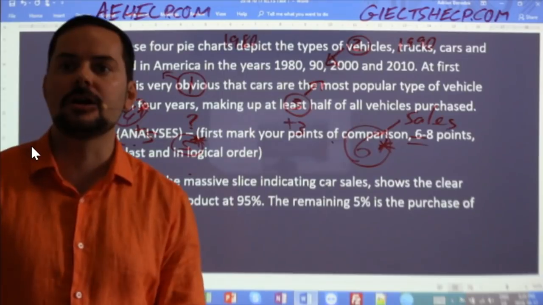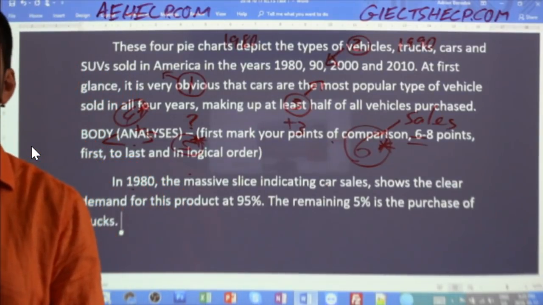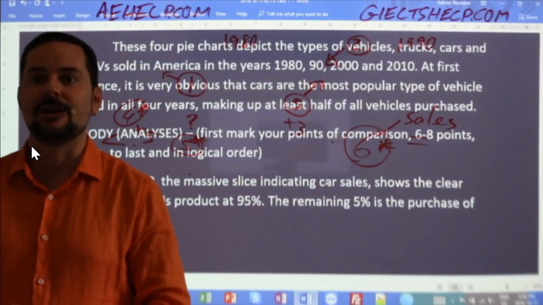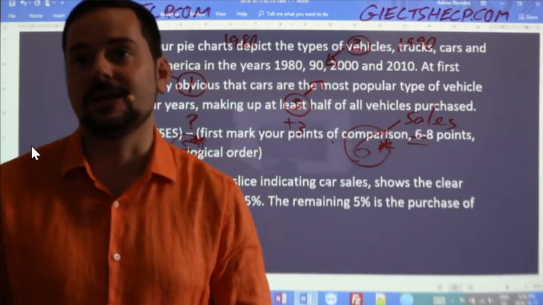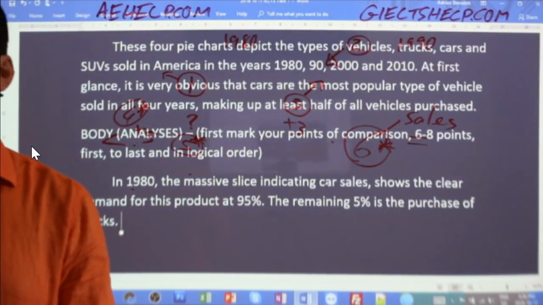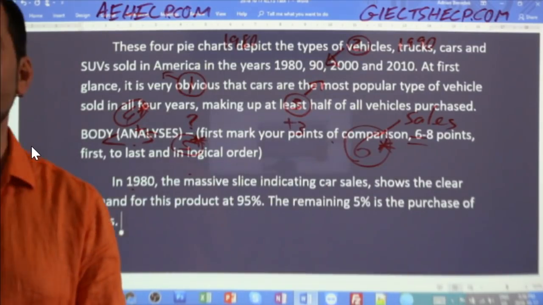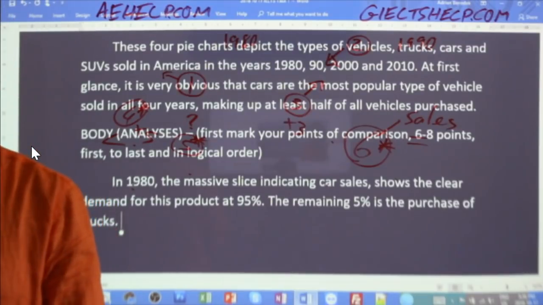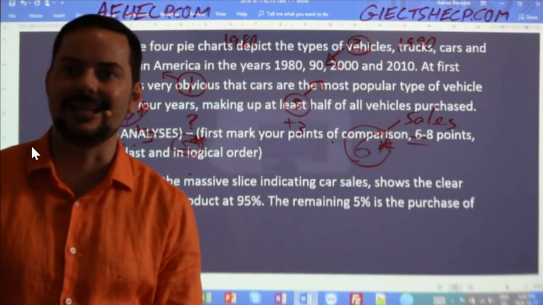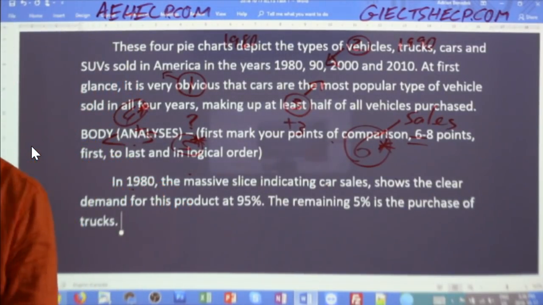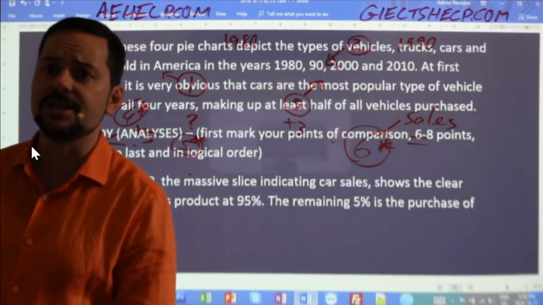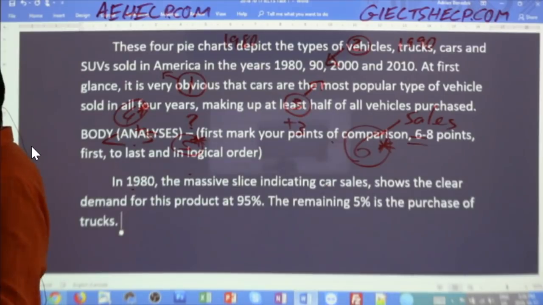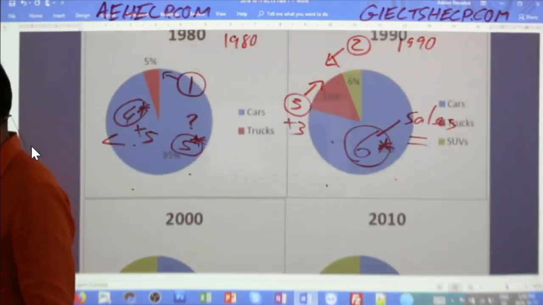Aditya Carr says, in 1980, the car sales were very dominant in the market, making up almost the entire pie or entire market, sure. Minhaj Patel says, in 1980, sales of cars were the most popular, not famous, in 1980 with 95%. Don't repeat 1980, okay? Chunk is okay, Simran. You could say chunk. That's all right.